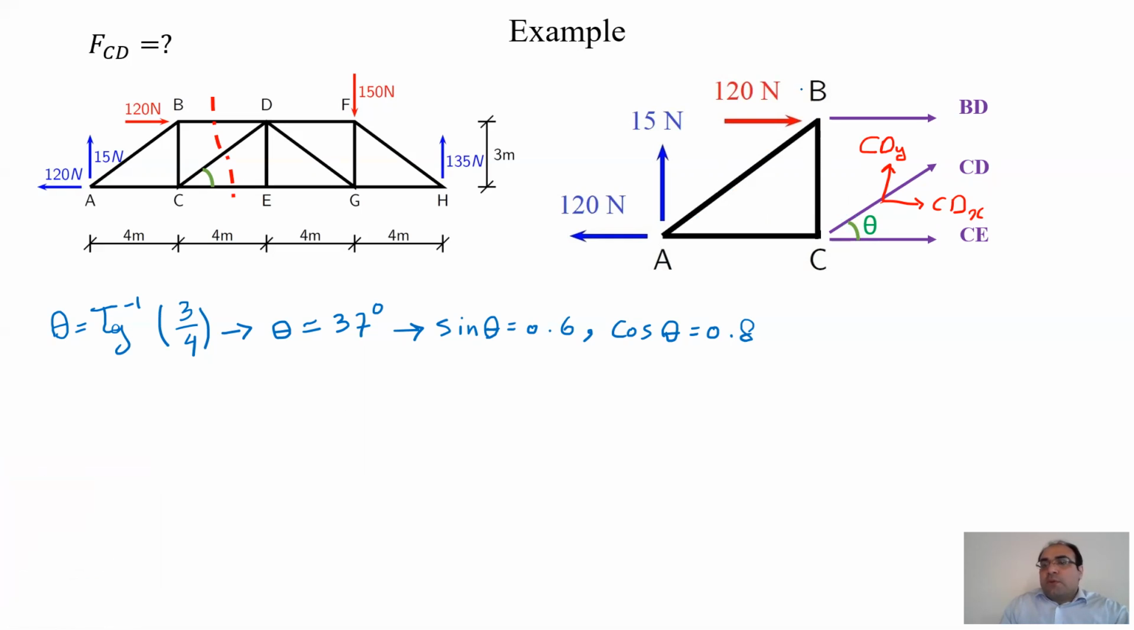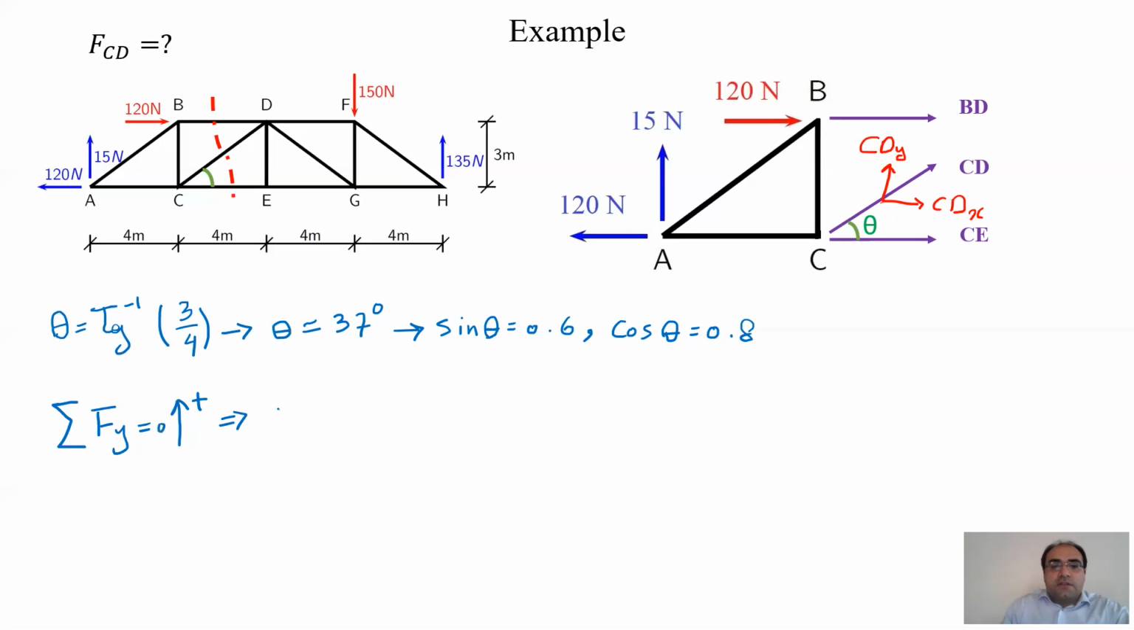If I write the equilibrium in the y direction, I will have only one unknown. Therefore, I will be able to solve it. Basically, BD and CE are in the x direction, and they don't have any component in the y direction. So I have only one unknown. So sigma F in the y direction equal to 0. I consider upward to be positive. Therefore, this force doesn't have any component in the y direction.